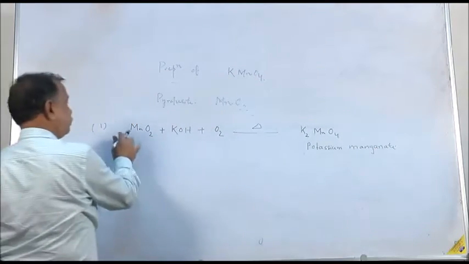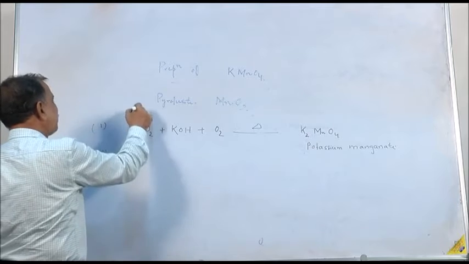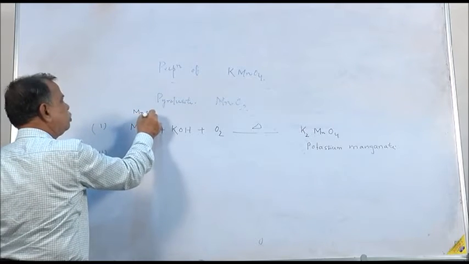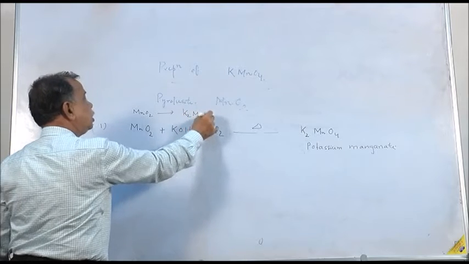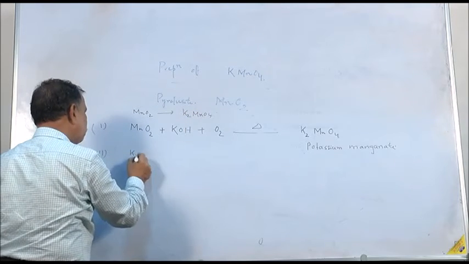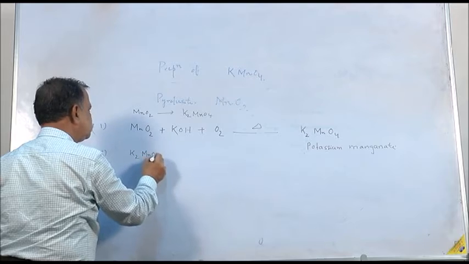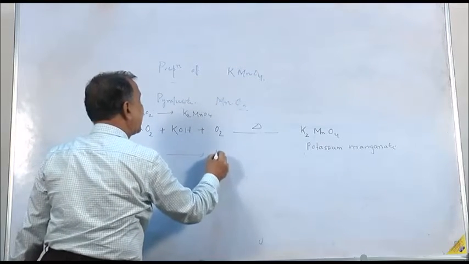Second method: first MnO2 gives K2MnO4. Second, from K2MnO4, look how we will get KMnO4.